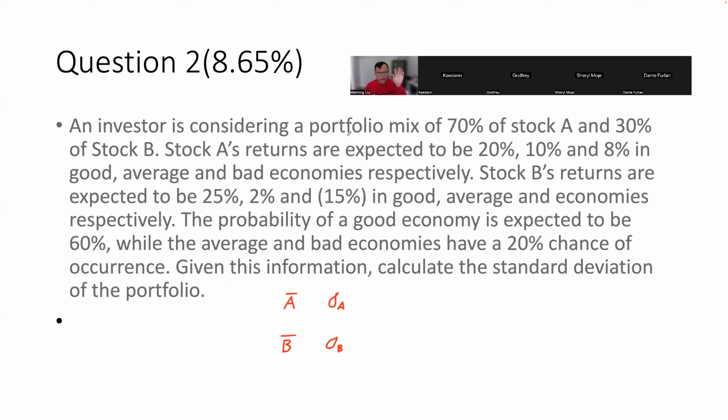So I need to know 4 numbers. For A, I need to know the expected return and the standard deviation. For B, I want to know the average return. I want to also know B's standard deviation. So make sure you all work on this.